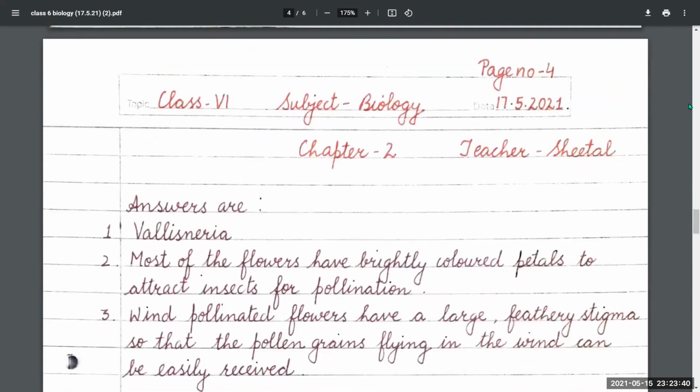The answers are: 1. Vallisneria. 2. Most of the flowers have brightly colored petals to attract insects for pollination. 3. Wind-pollinated flowers have a large feathery stigma so that the pollen grains flying in the wind can be easily received.